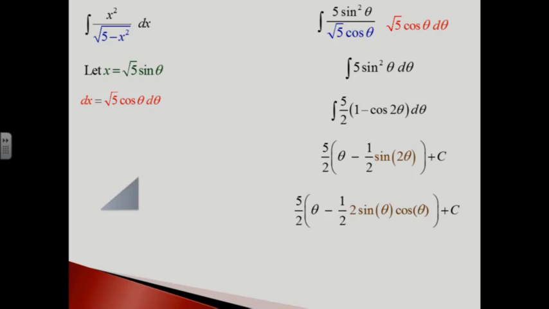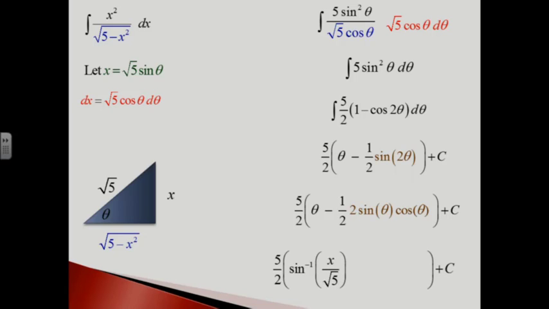Now to write the result in terms of x, we set up a reference triangle with one leg of x and hypotenuse of square root of 5. Notice that for this triangle, x equals square root of 5 sine theta. The other leg is square root of 5 minus x squared. So theta equals the inverse sine of x over square root of 5. Sine theta equals x over square root of 5, and cosine theta equals square root of 5 minus x squared divided by square root of 5.